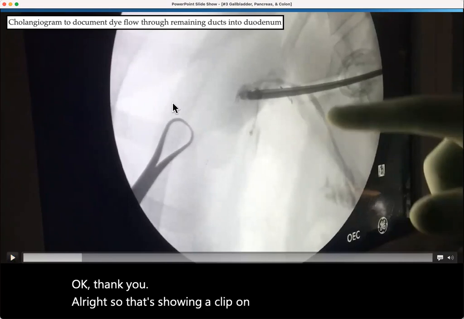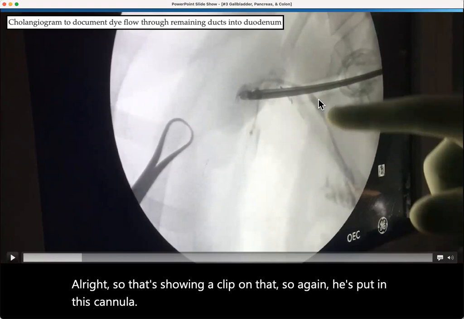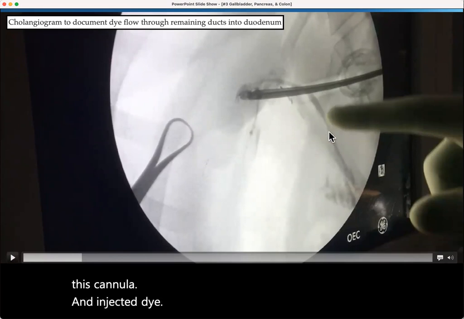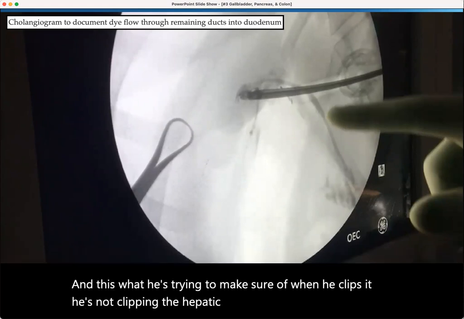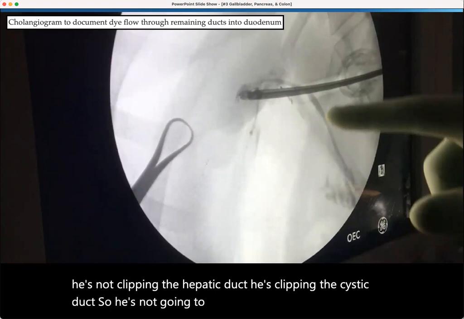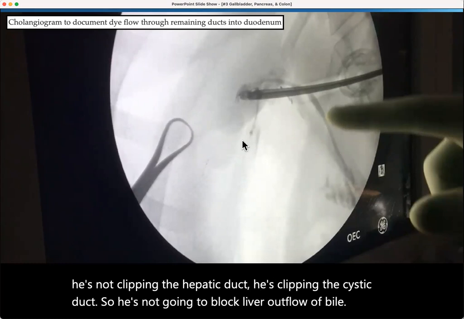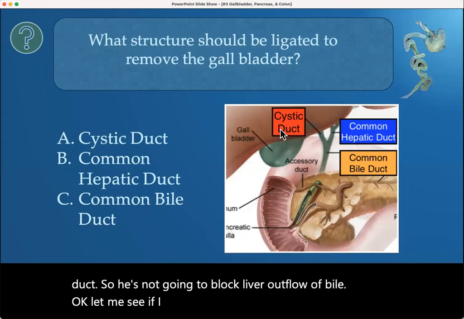So again, he's put in this cannula and injected dye. And what he's trying to make sure is when he clips it, he's not clipping the hepatic duct, he's clipping the cystic duct. So he's not going to block liver outflow of bile.